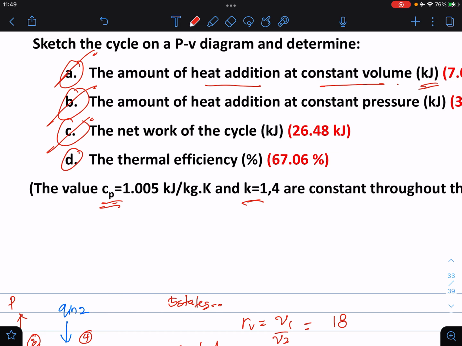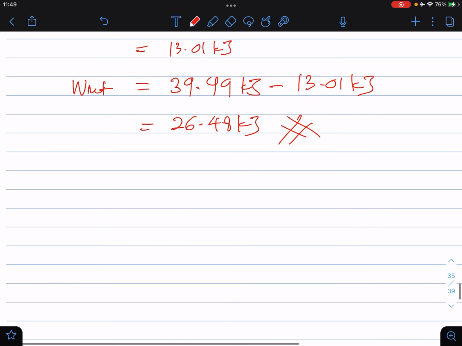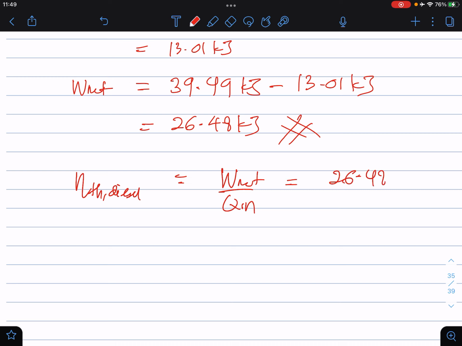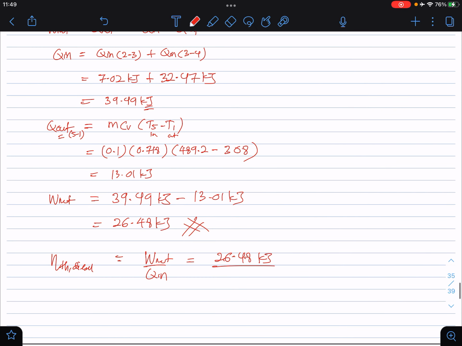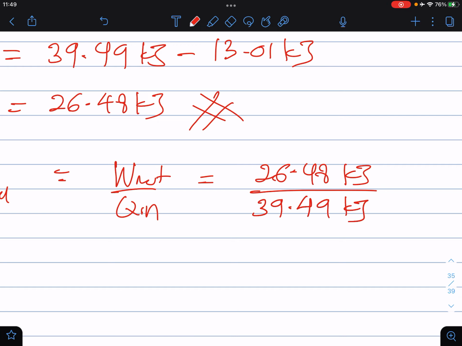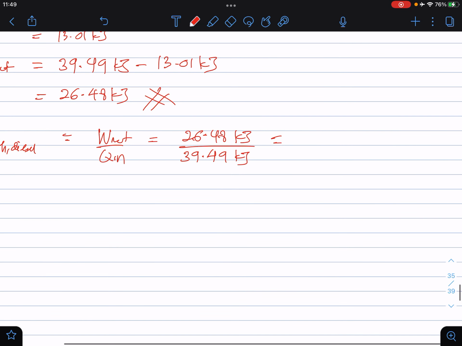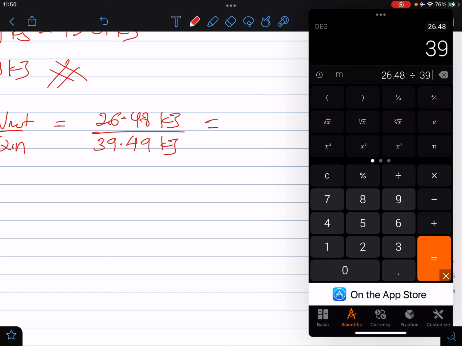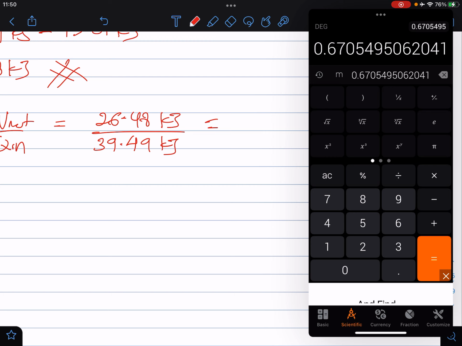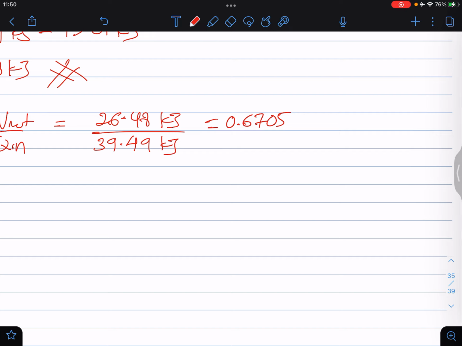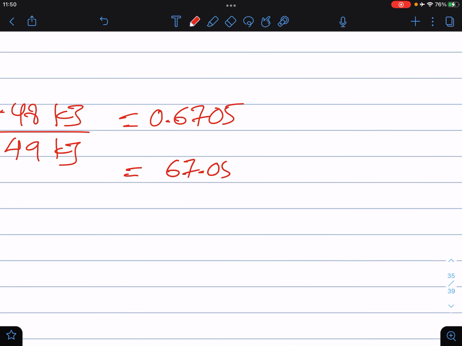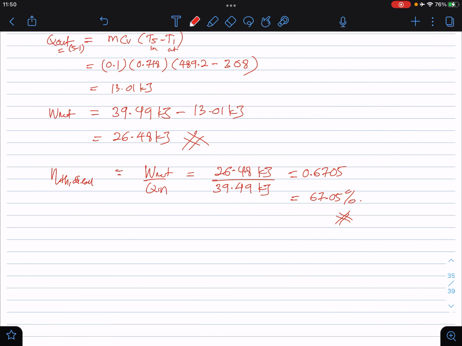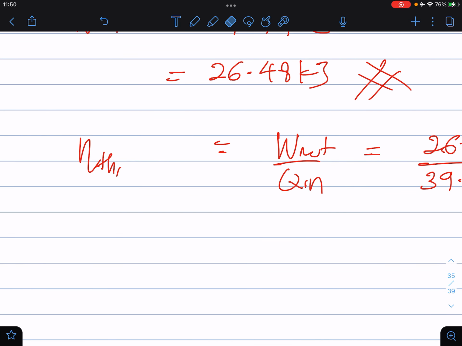The last one is thermal efficiency. For the diesel cycle, the formula for thermal efficiency is the same: work net over Q in. Your work net is 26.48 kilojoule over your Q in, 39.49 kilojoule. Then you can calculate it: 26.48 divided by 39.49, you get 0.6705, or if the question asks in percentage, just change into percentage. This is the thermal efficiency for the dual cycle. Yes, this is not diesel but dual cycle.